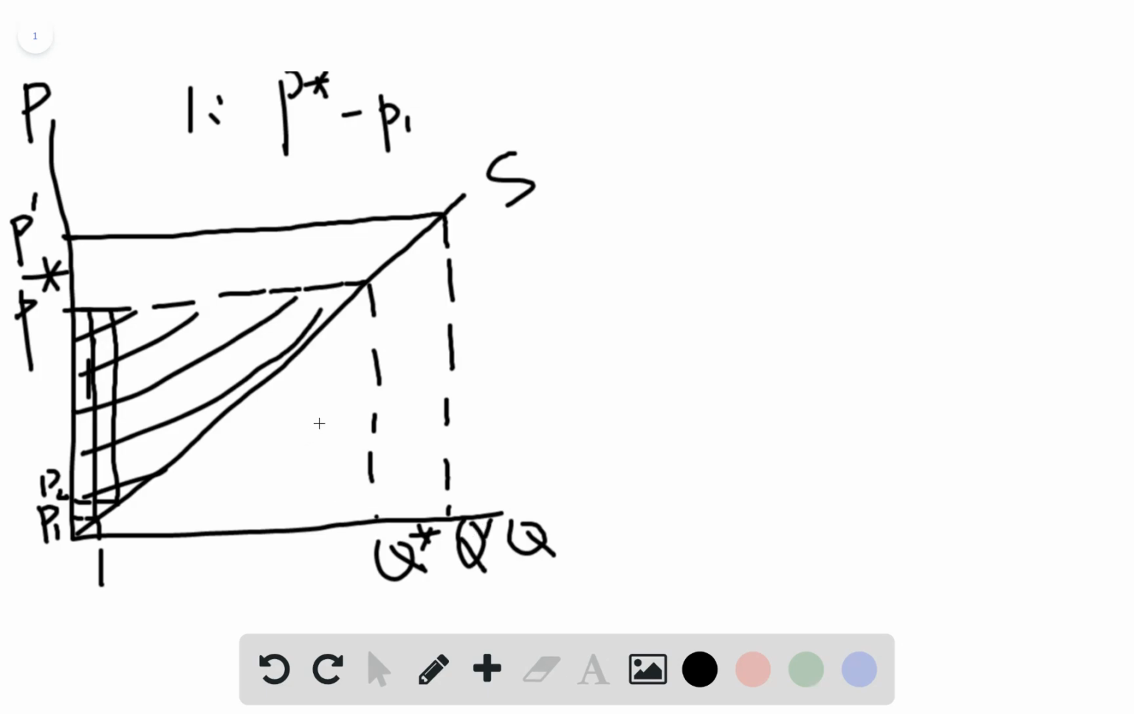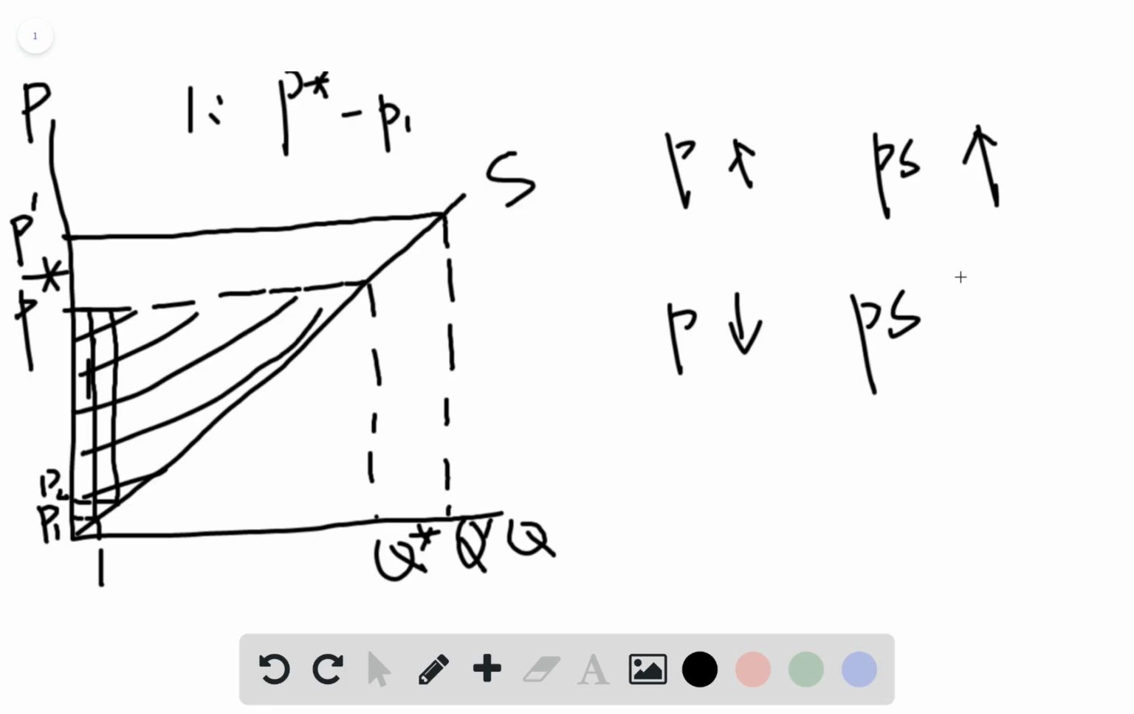And based on our definition of producer surplus, the price the firm is willing to accept is very low based on their supply curve, but the price the firm really accepts is P prime, right? So if the price of the market increases, the producer surplus will also increase, right? The same thing, if the price of the market decreases, the producer surplus of the market will decrease, right?